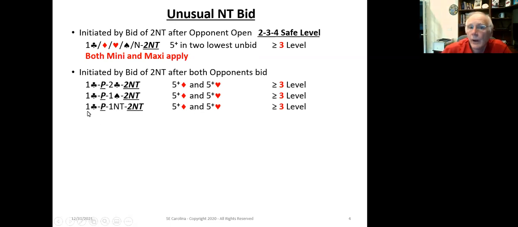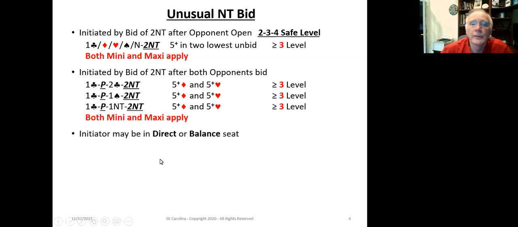It can also be used after the opponent bids one no-trump. So we have one club, pass, one no-trump, two no-trump. It still is unusual no-trump and is still showing 5+ diamonds and 5+ hearts. You can see how this works. It applies in both the minimum and the maximum unusual no-trump.